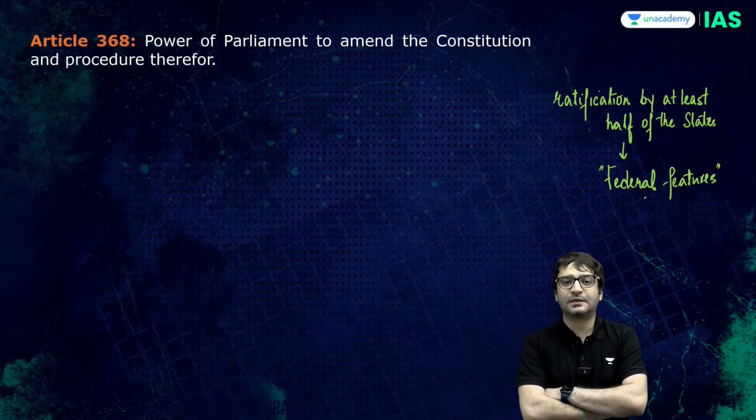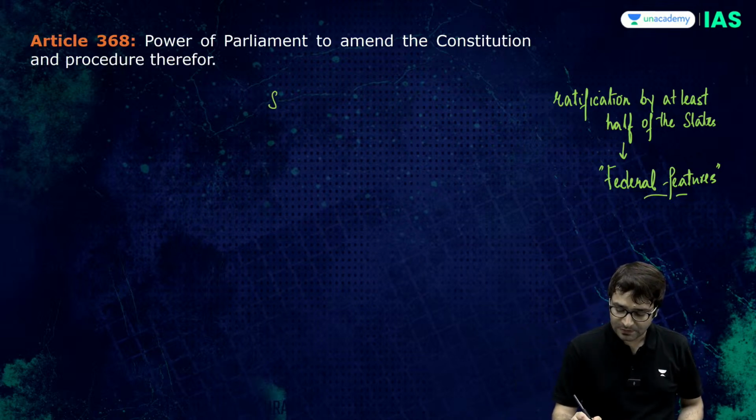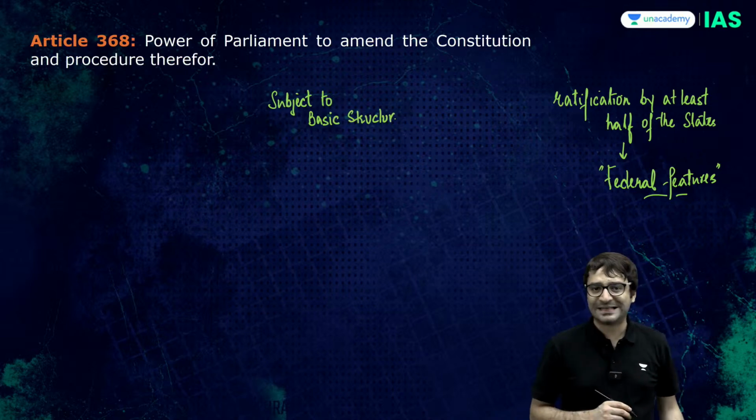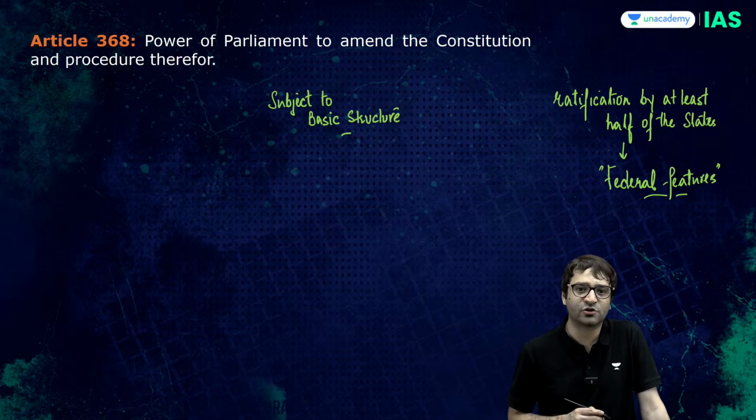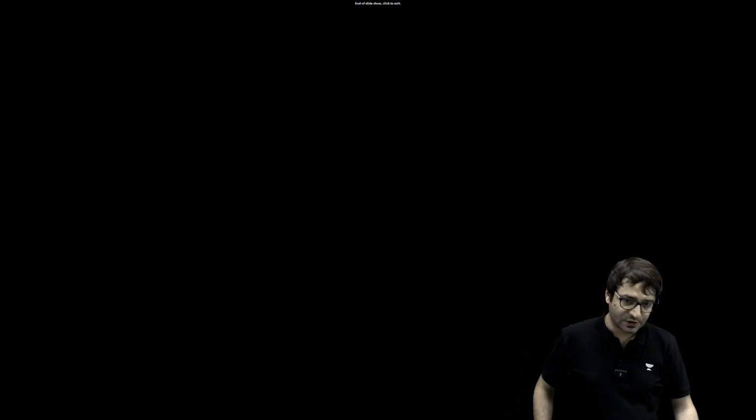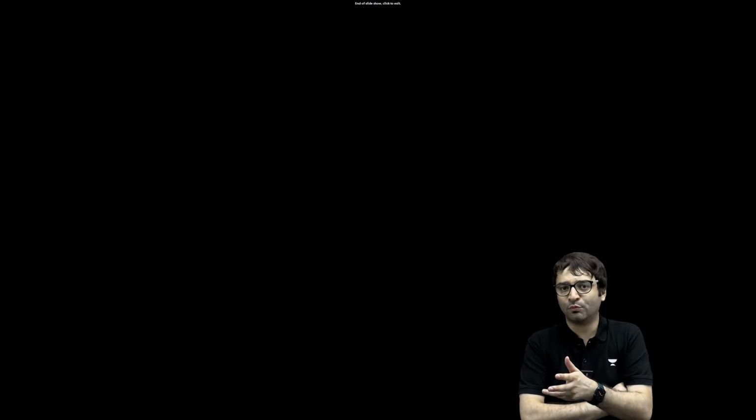Which of the following articles of the Indian Constitution empowers the Parliament to amend the Constitution subject to basic structure? Because even by using Article 368, Parliament can dare not amend, violate, abridge, delete, modify the provisions which are part of the basic structure of the Indian Constitution. That is Article 368.